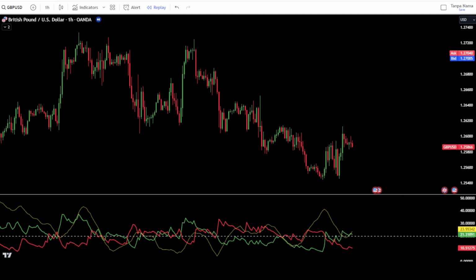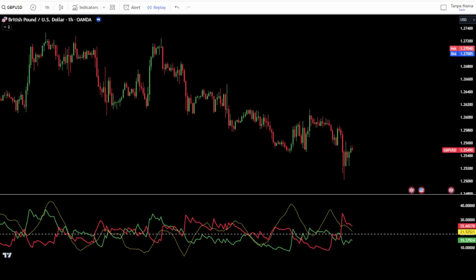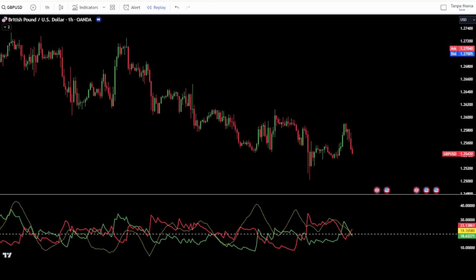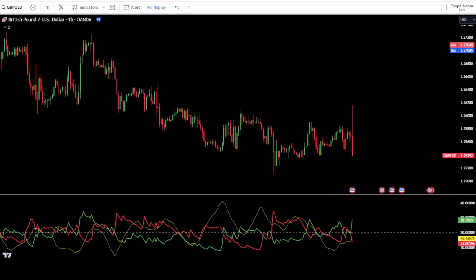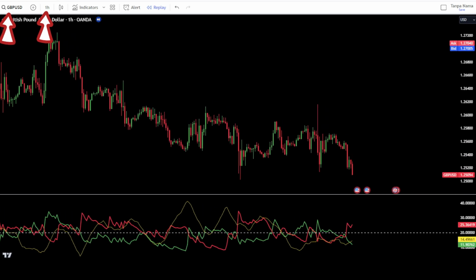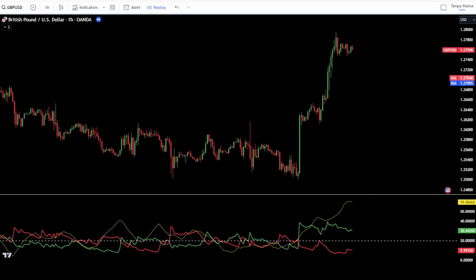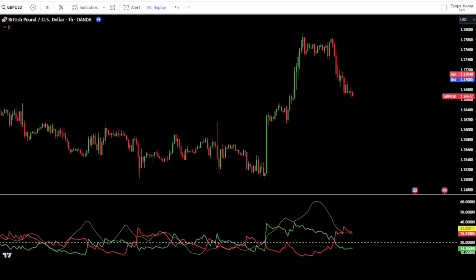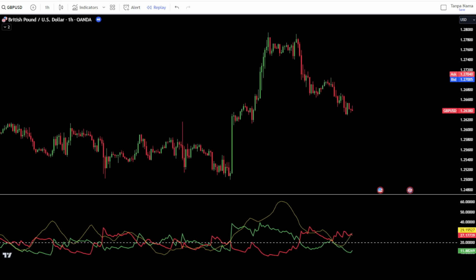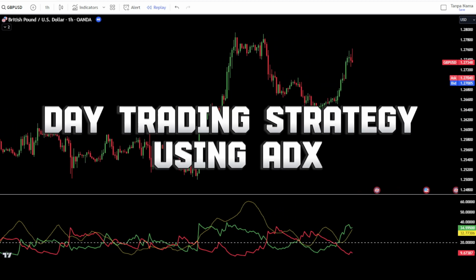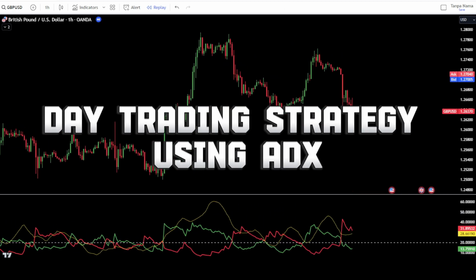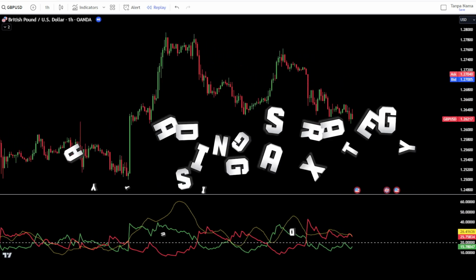In the example of these 3 trading methods using ADX, I will use the daily trading method with a 1-hour time frame. This example will involve the GBP-USD pair on a 1-hour time frame. Now, let's discuss the trading strategy method using ADX, starting with the first one. 1. Day trading strategy using ADX or Average Directional Index.